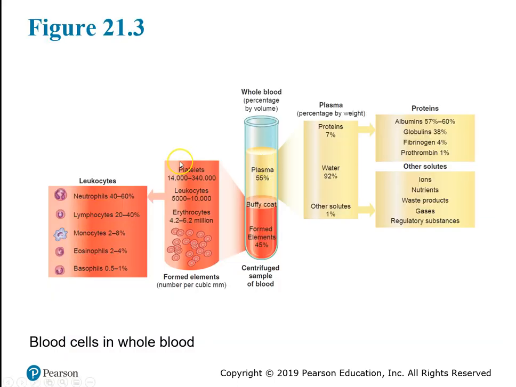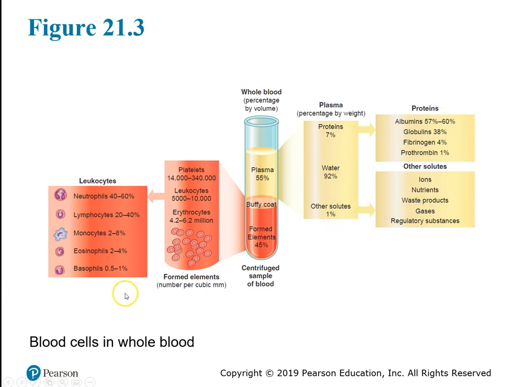A reminder of what blood is made up of. If we look at formed elements, which are all the cells, red blood cells, white blood cells, and platelets, that's about 45%. This middle layer shows you what happens when you spin down, centrifuge, that blood sample. And then plasma, about 55%. You can see what's in the plasma: proteins, mostly water, and other solutes as well.